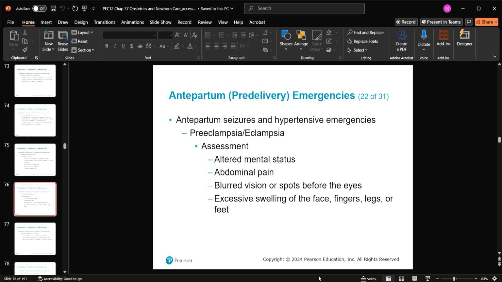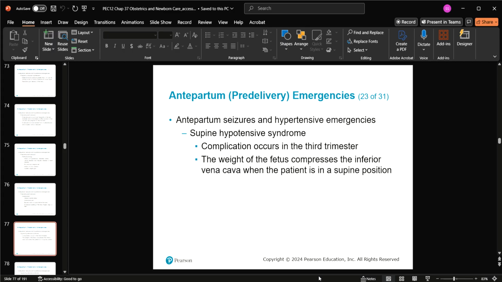They may be altered. They may have blurred vision. They may have a severe headache. These are all signs of hypertension. All right. Swelling of the face, fingers, legs. So again, hypertensive patients may have swelling in their extremities.